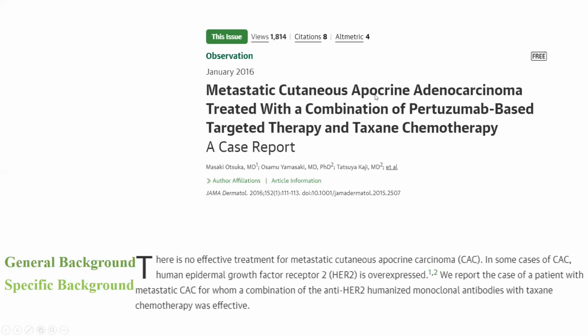This one is a metastatic apocrine adenocarcinoma treated with a combination of Pertuzumab and Taxane. The authors mentioned the general background in one line: no effective treatment for the metastatic cancer. They went more specifically into the fact that some metastatic cancers express HER2 positivity. And then they said, we report the case of, and they explained their case in one line.